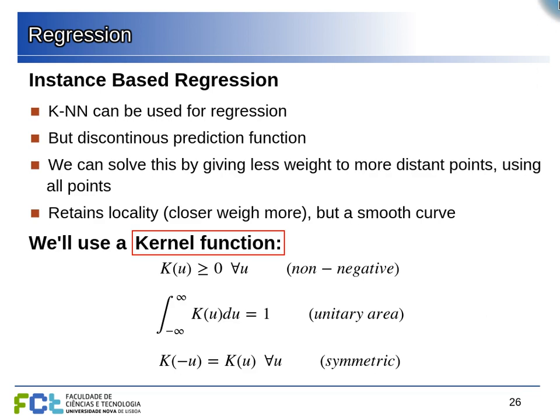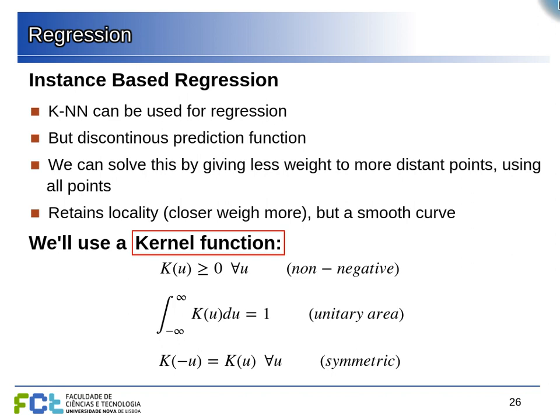We can solve this by, instead of just considering the k nearest neighbors, we consider all the points, but we give more weight to the ones that are closest and less weight to the ones that are furthest away, but we do so in a continuous manner. So for that, we can use a kernel function. A kernel function in this context is simply a function that is greater or equal to 0 over all its domain. The integral of the function over all the domain is 1, so the area of the function is 1, and the function is symmetrical around 0.